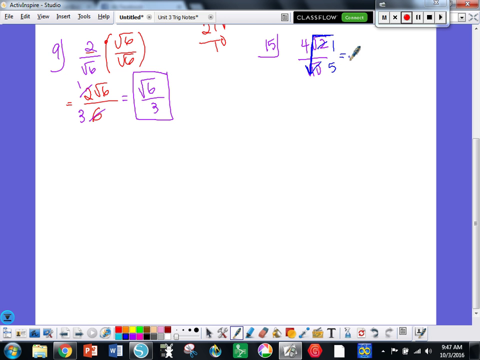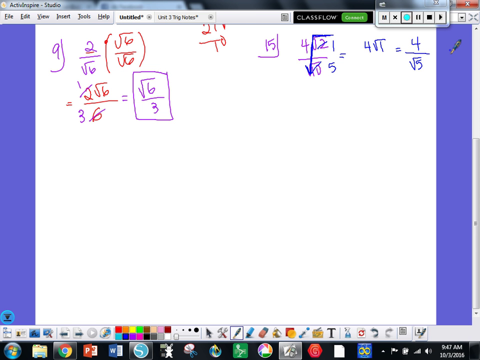So this is the same thing as saying 4 square root 1. We need the square root 1. What is the square root of 1? Just 1, right? So technically we don't even need it. That's the same thing as saying 4 over the square root of 5. So we took just an extra step at the beginning to simplify the fraction before we rationalize. Notice I broke apart the square root again.